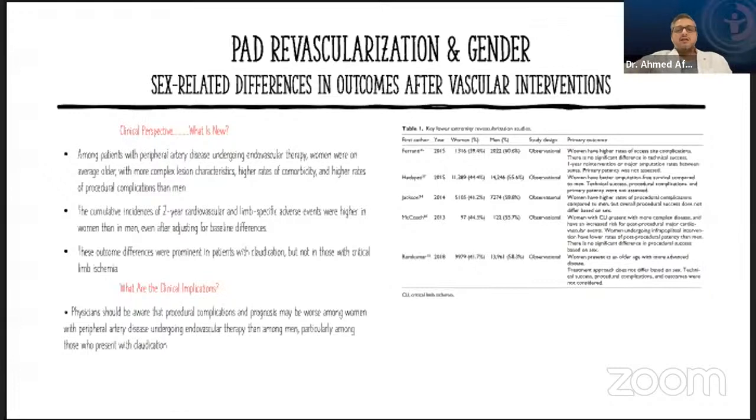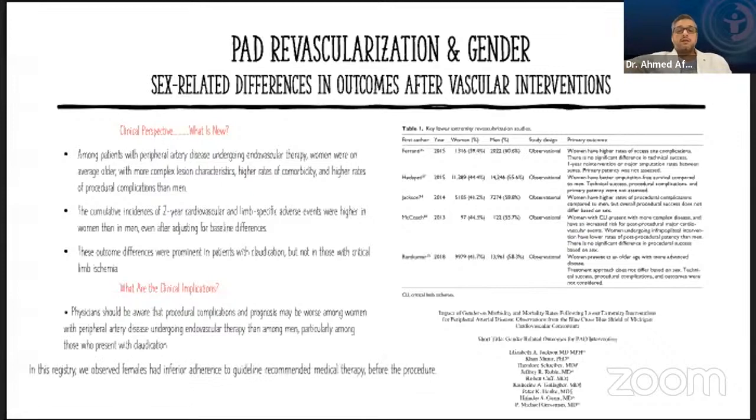Okay. So I will be faster here, and I will speak quickly about gender. We know that nowadays we are seeing more female patients coming to our clinic with peripheral arterial disease, and we have to remember that these patients tend to have more complications and complex lesions than male patients, but they have a very nice thing: they have an amputation-free survival rate higher than male patients.